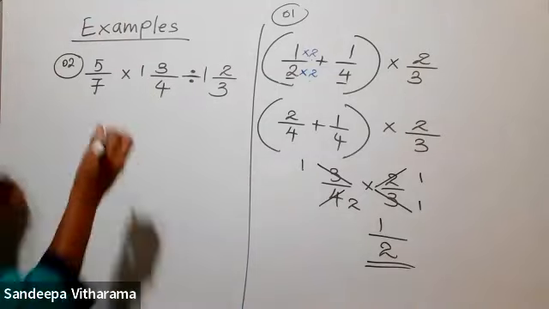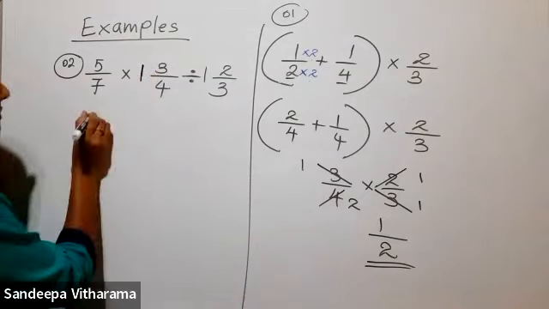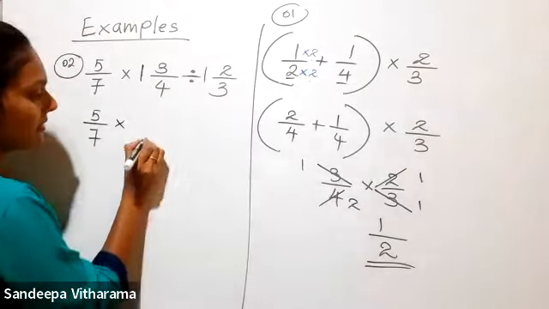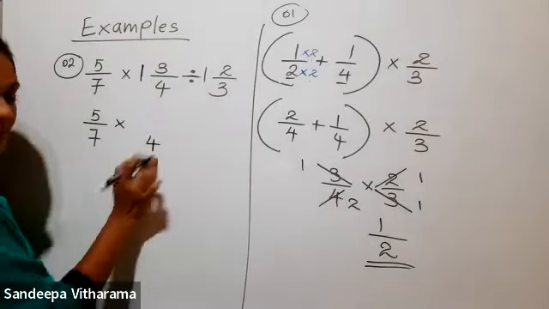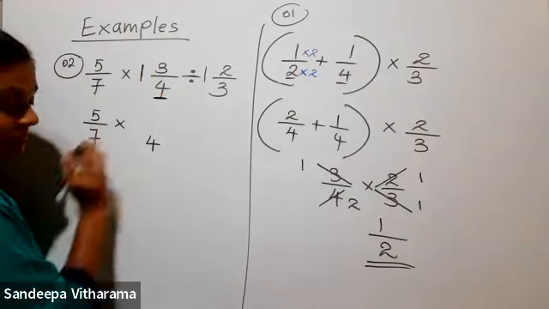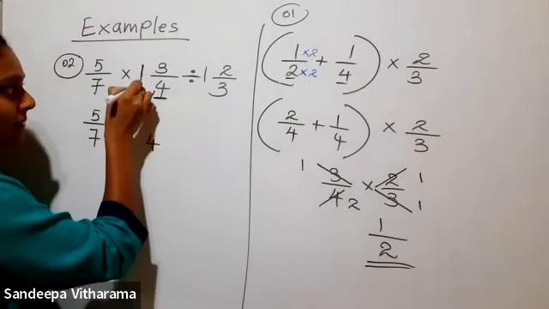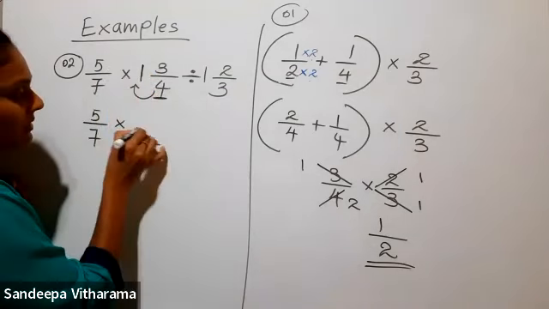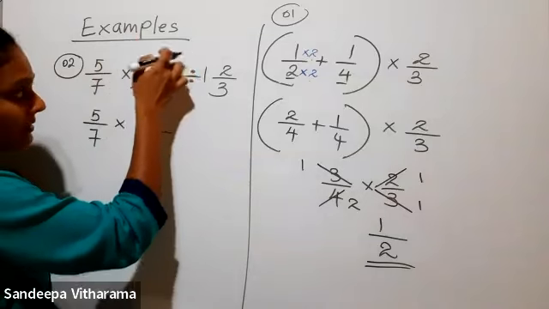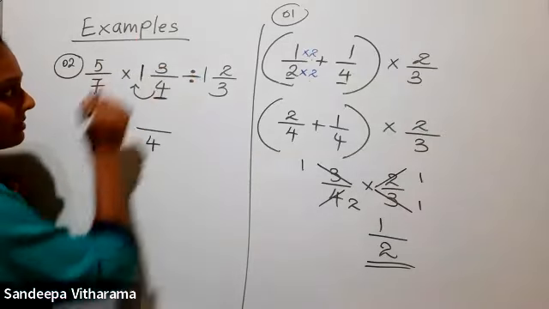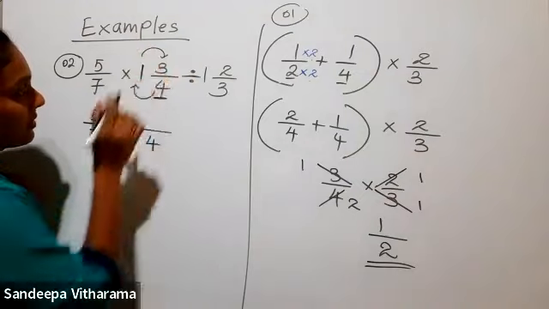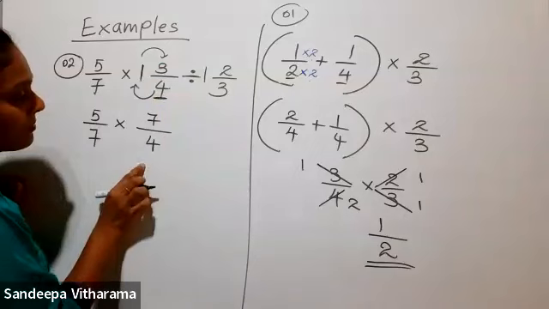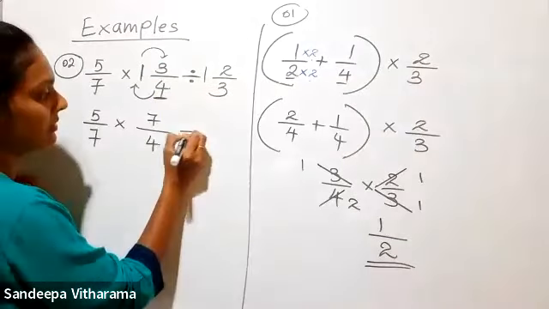Look here. There are two mixed numbers. So convert the mixed numbers into improper fractions. How do we proceed? We write the denominator of the proper fraction, and we multiply the denominator of the proper fraction by the whole number. It is 4. Then we add the numerator to that answer. So 4 plus 3 is 7. So 1 and 3 upon 4 means 7 upon 4.